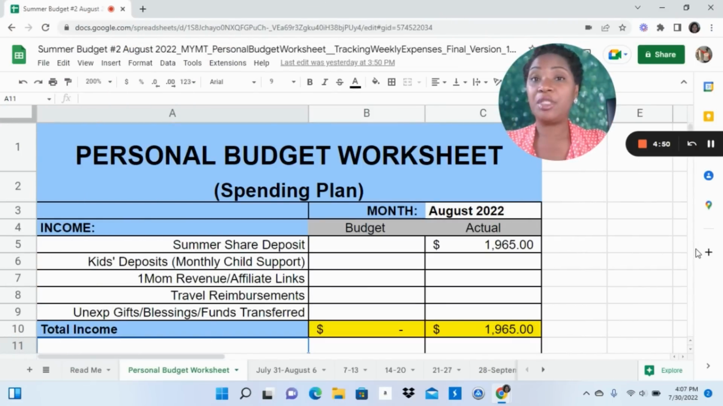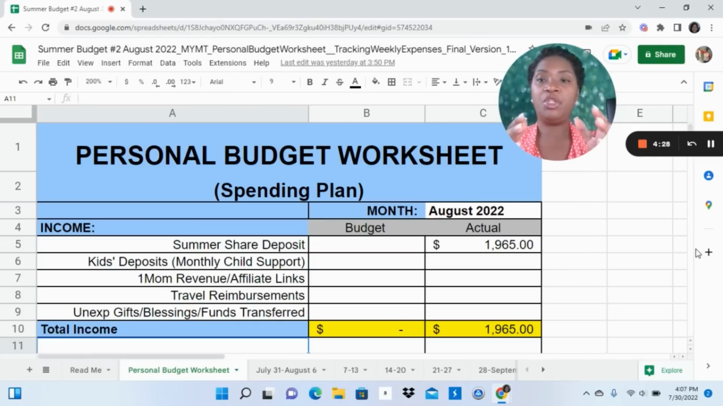So you guys, it's time to do summer budget number 2. This is our August budget. We have a couple things that we're going to be budgeting for this month. I actually go back to work in 2 weeks, and with that being said, I still don't get paid until the end of August.